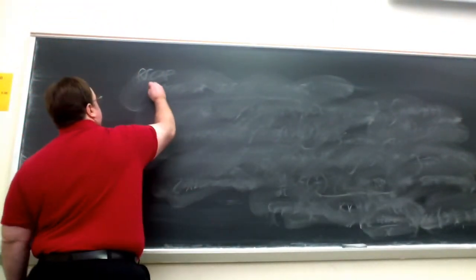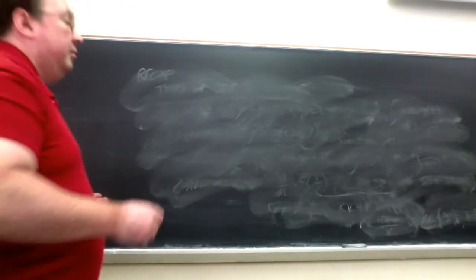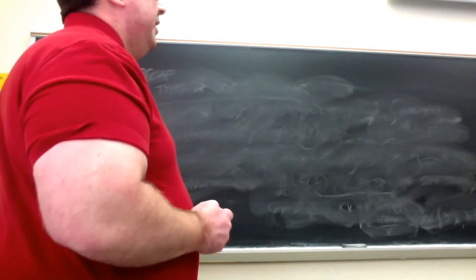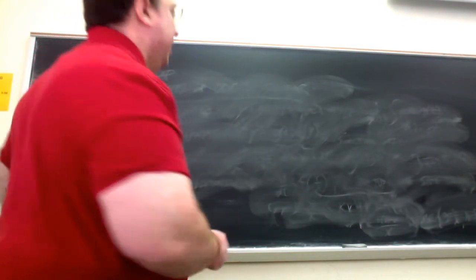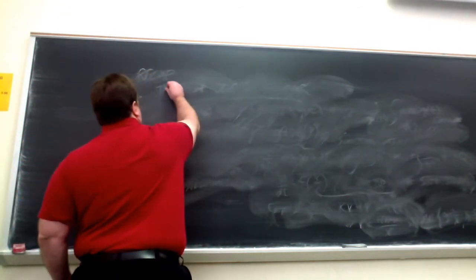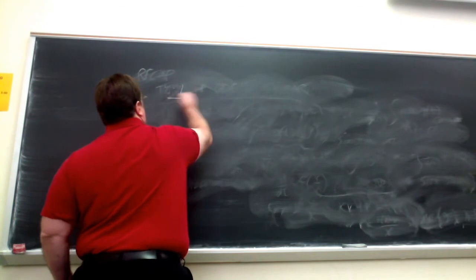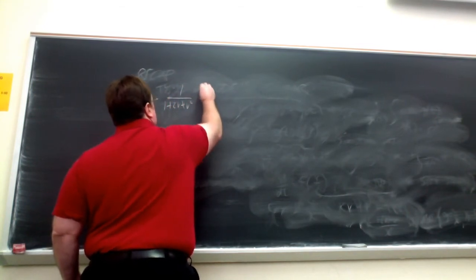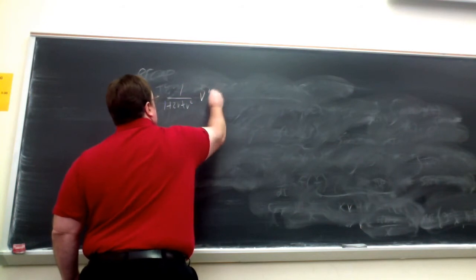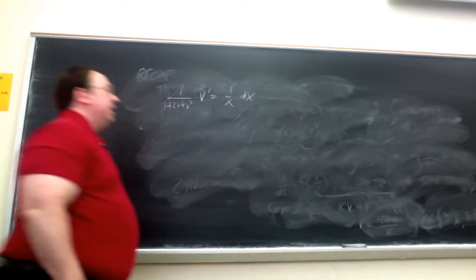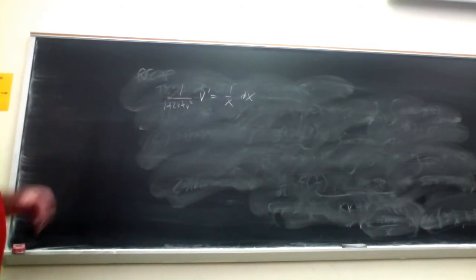So what we want to do is separate. Get everything x on one side, everything v on the other side. So what you have is 1 over 1 plus 2v plus v squared dv is equal to 1 over x dx. So now the left side depends only on v, the right side only on x.